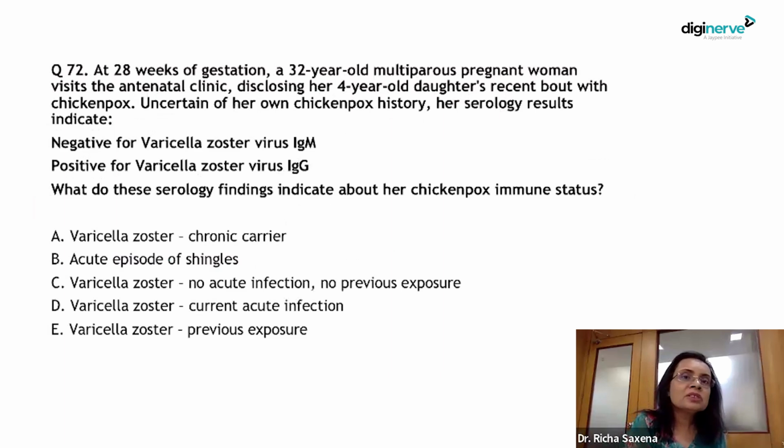At 28 weeks of gestation, a 32-year-old multiparous pregnant woman visits the antenatal clinic, disclosing her 4-year-old daughter's recent bout with chickenpox. Uncertain of her chickenpox history, her serology results indicate negative for varicella zoster virus IgM, positive for varicella zoster IgG. So she is negative for IgM and she is positive for IgG. So what does this indicate?